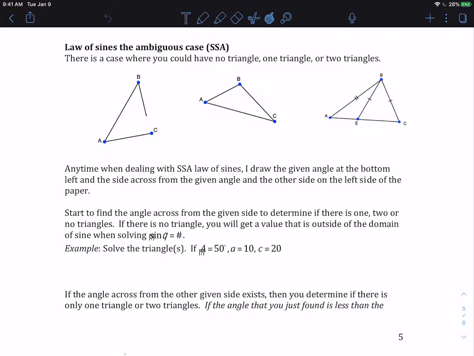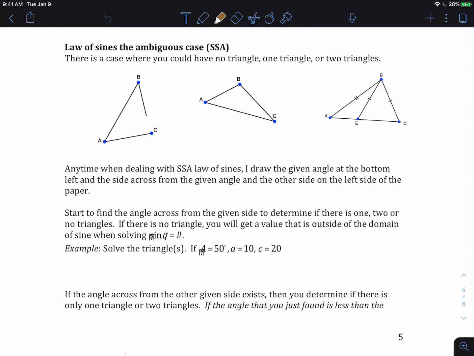We're going to take a look at the law of sines when you're given an angle, a side, and a side. Now remember, the order of that matters. What happens when you have angle, side, side is that you potentially end up where you could have no triangles, one triangle, or two triangles.